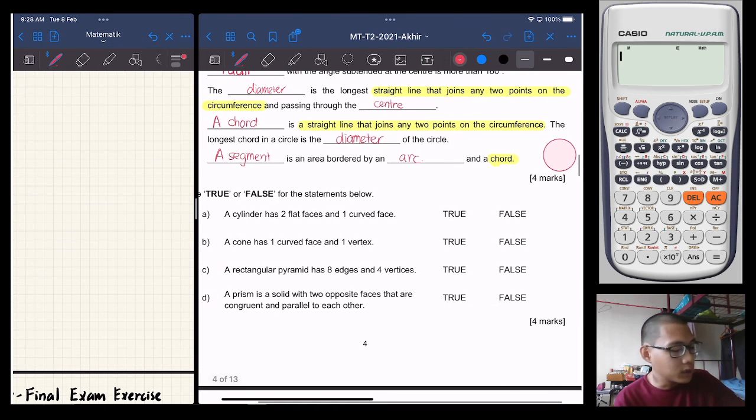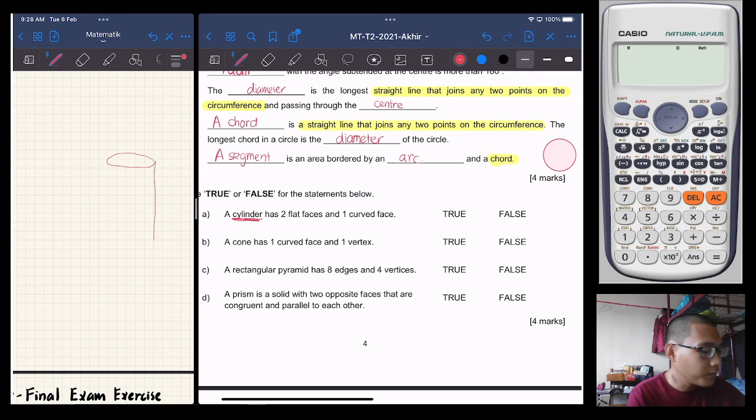The first one, a cylinder. This part of the question is about solid geometry or 3D geometry. So we need to understand the properties for solid geometry. So let's see. A cylinder has two flat faces and one curved face. The cylinder. So you must understand what a cylinder is.